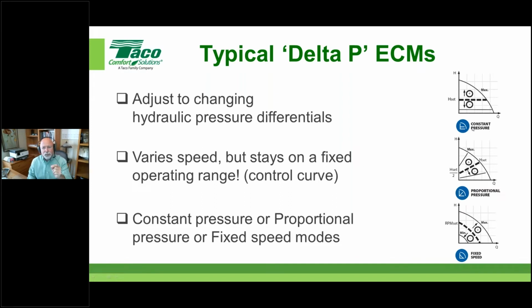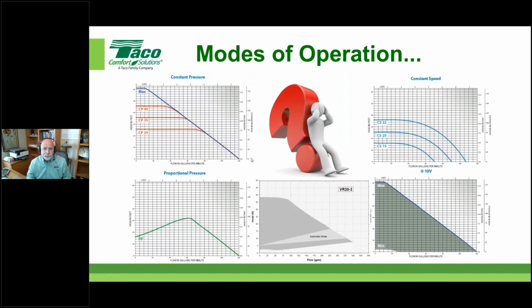And again, we're going to dive into all these with piping schemes so you understand when to use them. But lastly, and probably the one that people forget about the most, is that even though it's a fancy ECM that does all kinds of automatic cool stuff, there are plenty of applications where fixed speed is the speed you want to use. This covers the 3 baseline modes of operation, and then there are a couple more that we'll add to those as well.